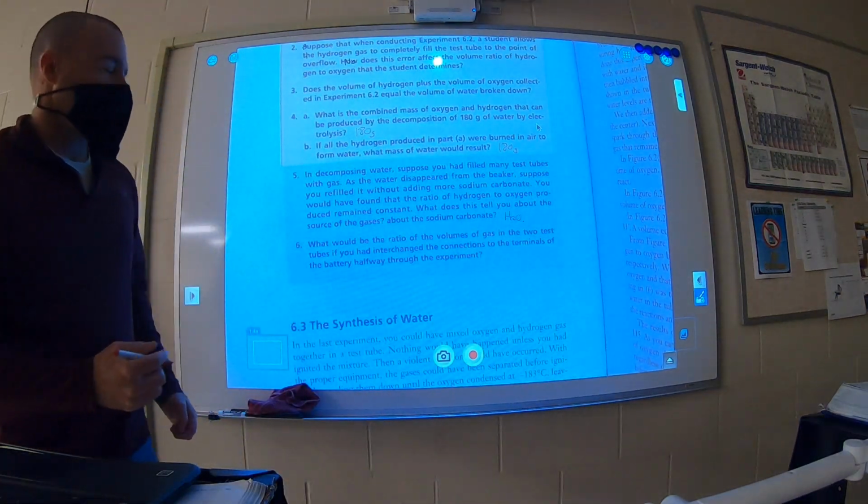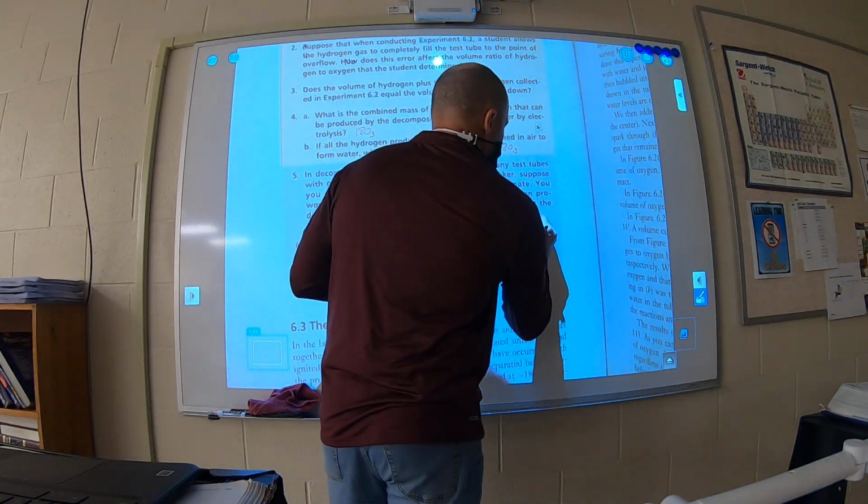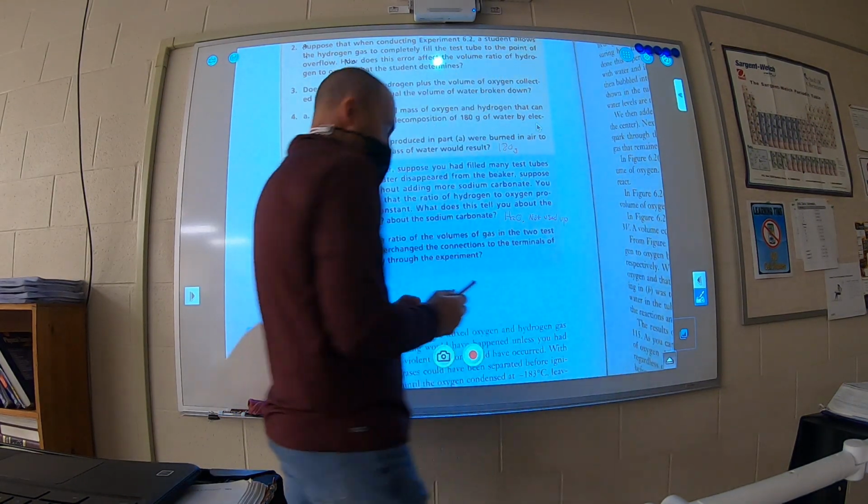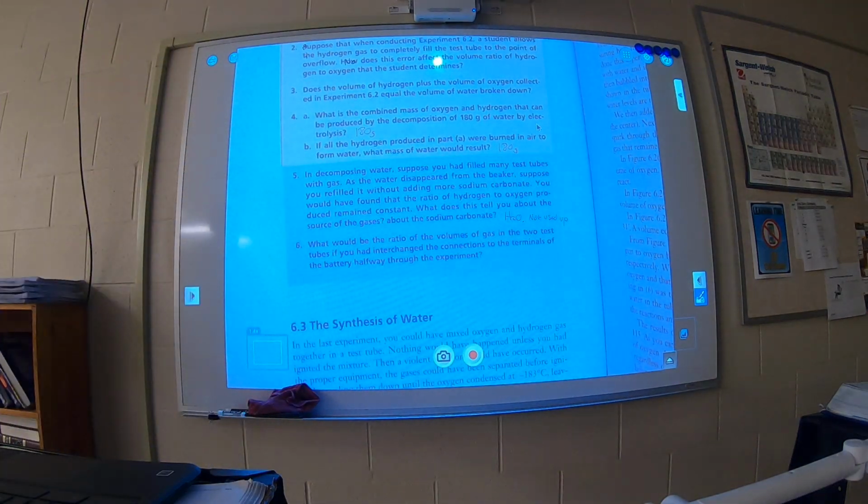And then what does it tell you about the sodium carbonate? I'm just going to say not used up. The entire purpose of the sodium carbonate, the stuff that made your fingers slick, you know what I'm talking about, was just to make it go faster. You could run electricity through water and still produce hydrogen, oxygen gas. It just happens very, very slowly. There'd never be an amount that you could measure. So the sodium carbonate made it go faster.